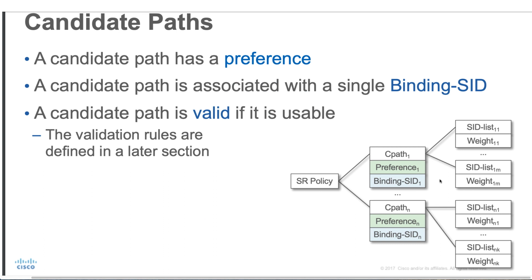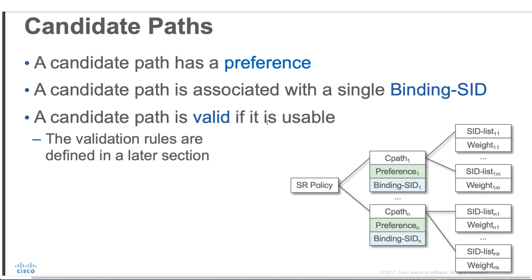So we saw that these are different candidate paths. Now a candidate path has something called a preference. That means when we are configuring multiple paths, we can give a preference to our paths. A candidate path is associated with a single binding SID. There is a binding SID also. Again, we'll take a look at an example.